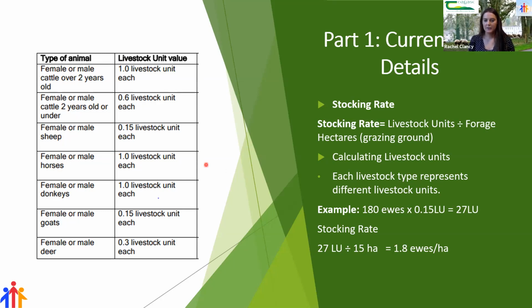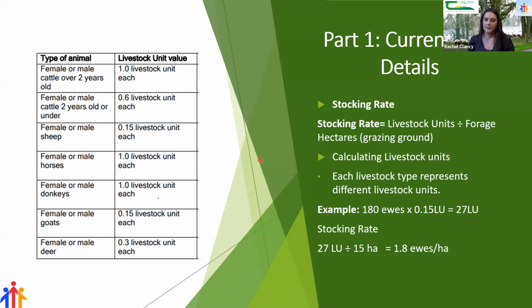So just as an example done out here, 180 ewes multiplied by 0.15 livestock units. And that's because we know that sheep are 0.15 of a livestock unit. And that gives me 27 livestock units in total. So the same for my dairy cows or suckler cows, they're 1 livestock unit. So if I have 100 dairy cows, I'll be multiplying that by 1 livestock unit to get my total livestock units. When I have the total livestock units, so 27 livestock units is the total from this example, I divide that by 15 hectares. And that 15 hectares is all of my grazing ground added up together.